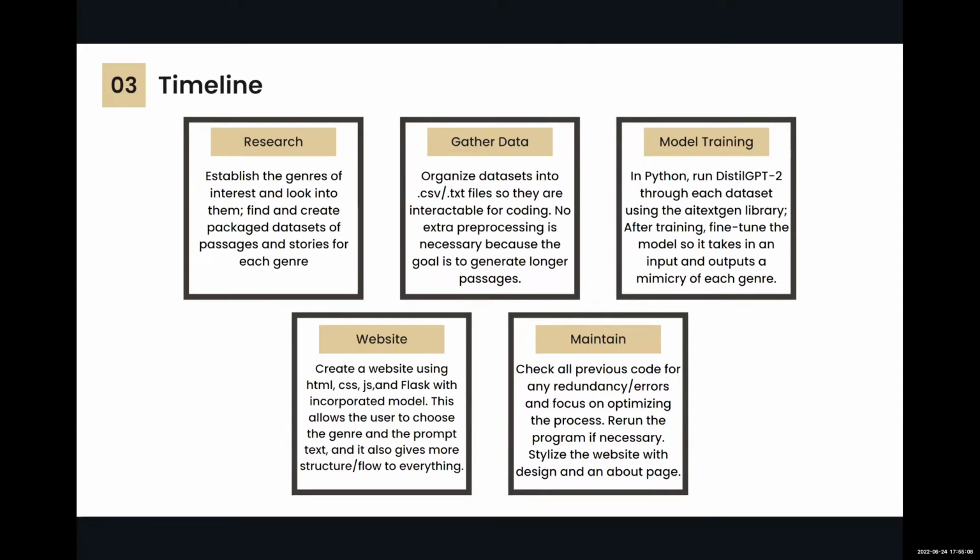The next step was model training. So in Python, we ran distill GPT-2 through each dataset using the AI TextGen library. After training, we fine-tuned the model so it takes in an input and outputs a mimicry of each genre. Then we created a website using HTML, CSS, JS, and Flask with an incorporated model. This allows the user to choose the genre and the prompt text, and it also gives more structure and flow to everything.